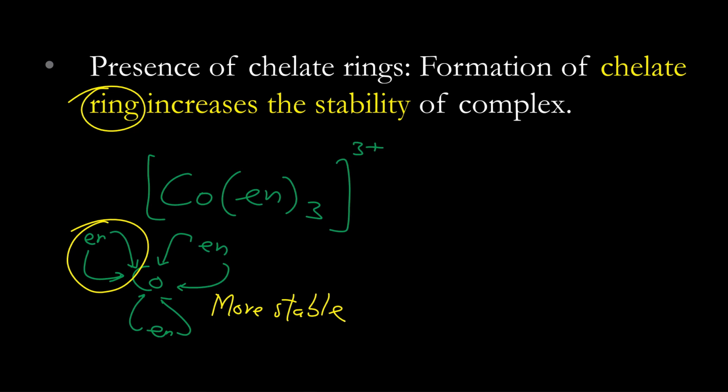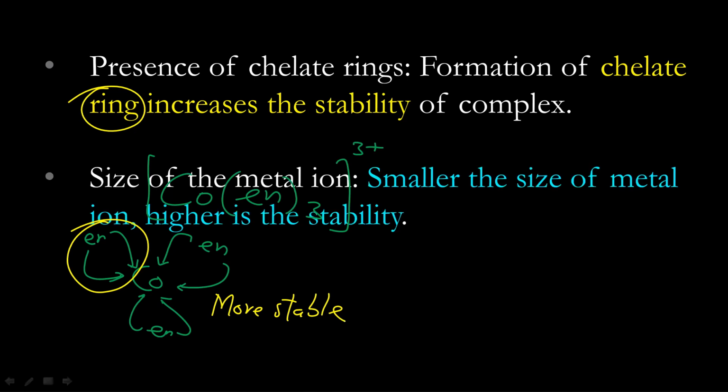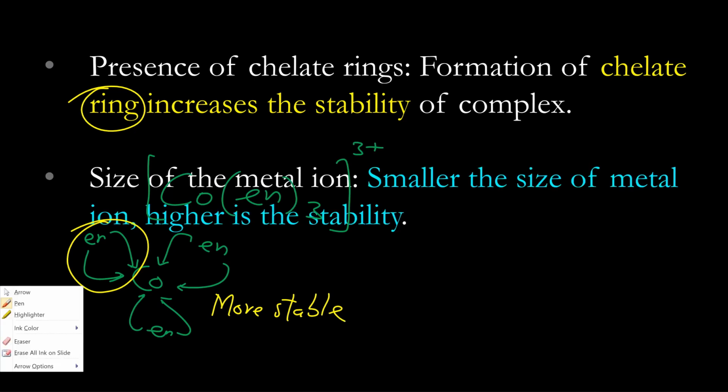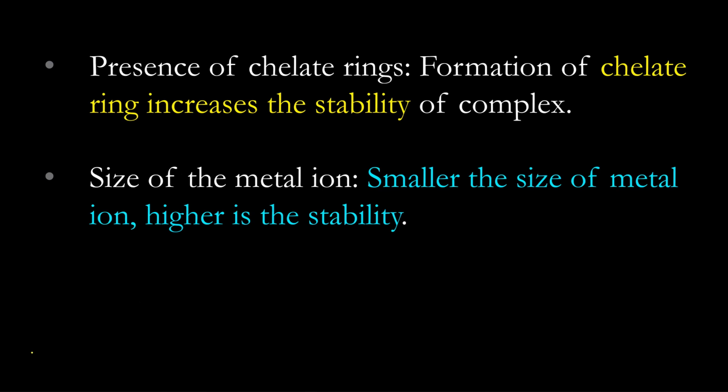Oxidation state higher, more stability. Basic character higher, more stable. Chelation, more stable. Size of the metal ion: smaller the size of the metal ion, higher is the stability.